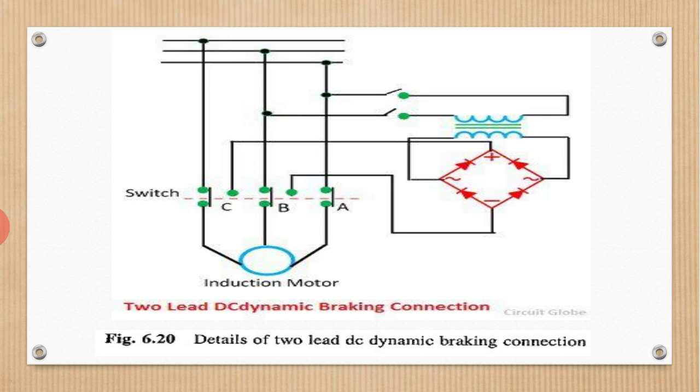Hence the current in the rotor, after interaction with the DC flux, produces a retarding torque on the rotor. Hence the braking is obtained. I repeat, this current after interaction with the DC flux produces a retarding torque on the rotor, so the braking is operated. The generated energy is dissipated in the rotor circuit resistance, thus giving the dynamic braking of the induction motor. This is the information related to DC dynamic braking.